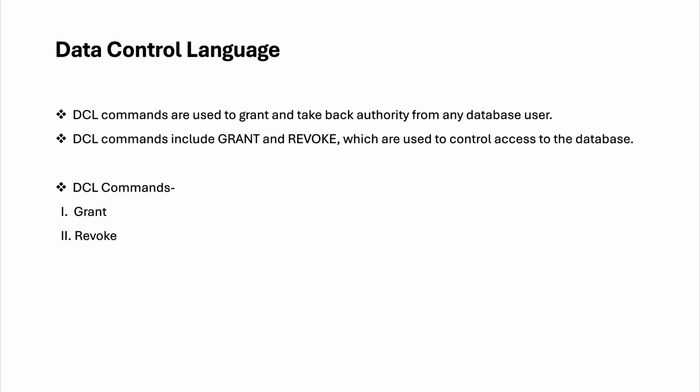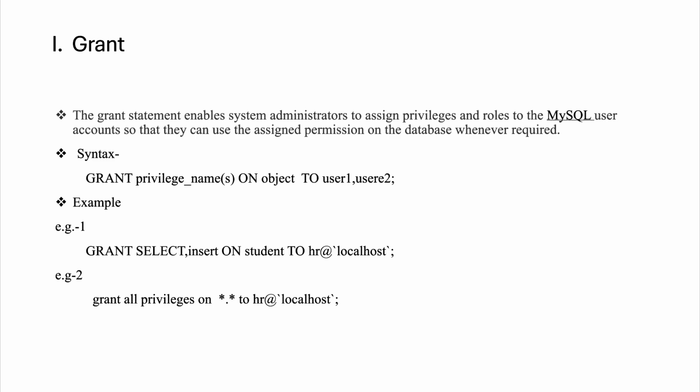DCL stands for Data Control Language. DCL commands are used to grant and take back authority from the database user. DCL commands include grant and revoke, which are used to control access to the database. Grant and revoke commands come under Data Control Language. Let's see them one by one.